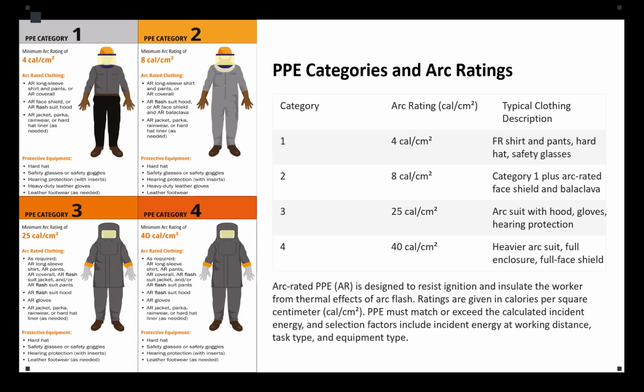Category 4, the last category, is when we have an arc rating of minimum 40 calories per square centimeter. We should have heavier arc suits or a multi-layer system for our protection, and we have to have complete body enclosure, including the face, neck, and hands. It is for extreme cases like typically medium voltage switchgear or older breakers with slower clearing, or where the working distance is limited. So you have to be very close, way closer than the arc flash boundary.